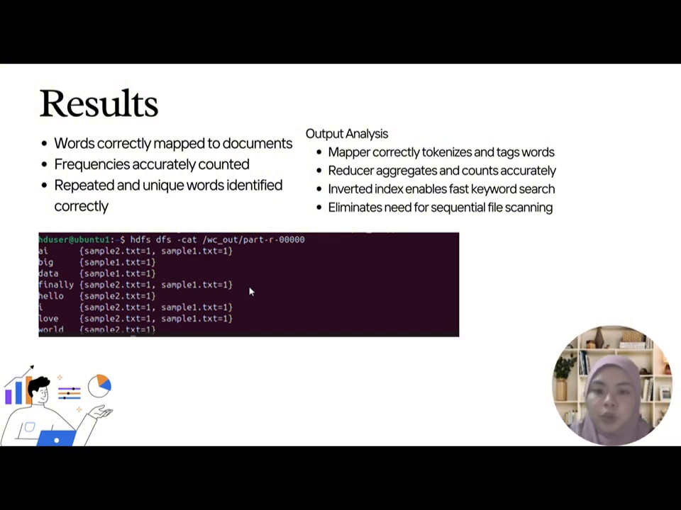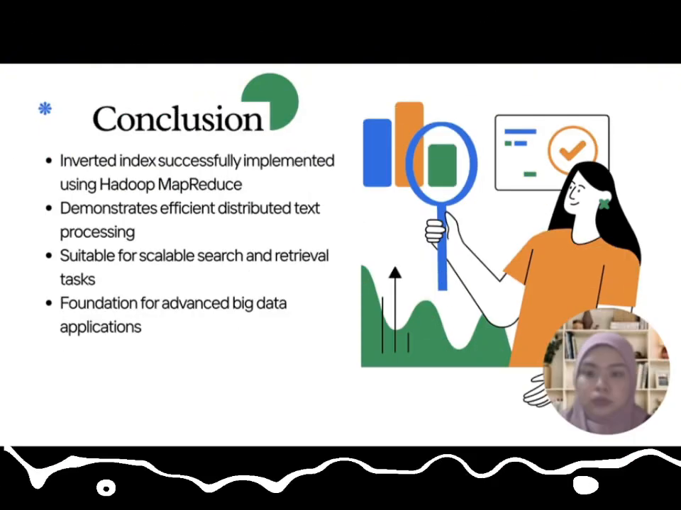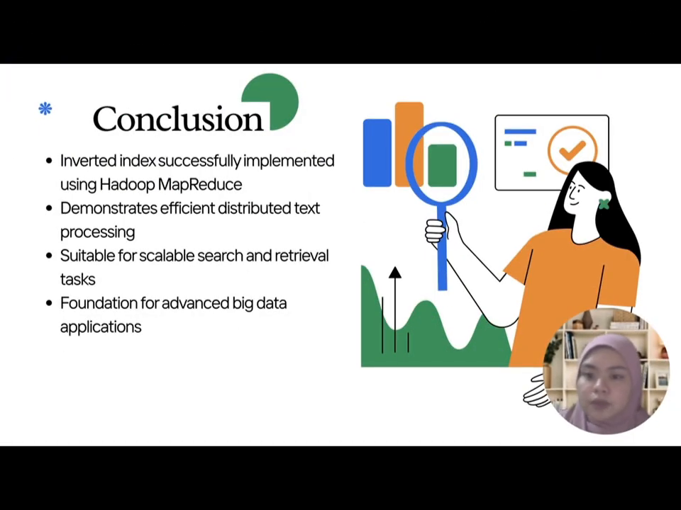This is the output of my inverted index program. Each line shows a word from the input file, followed by the file it appears in and the number of times it occurs in each file. For example, the word AI appears once in both sample 1 and sample 2, while big appears only once in sample 1. This output confirms that the mapper correctly extracts words and their file names, and the reducer accurately counts the occurrences.